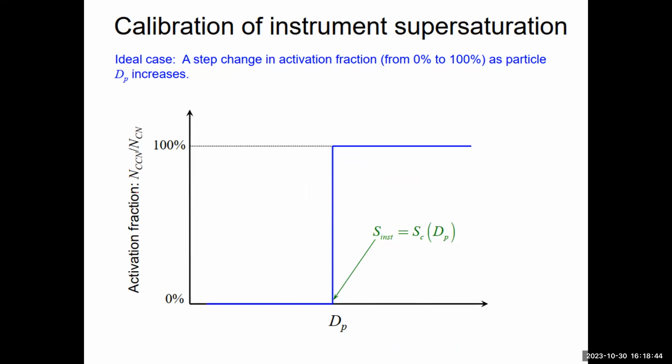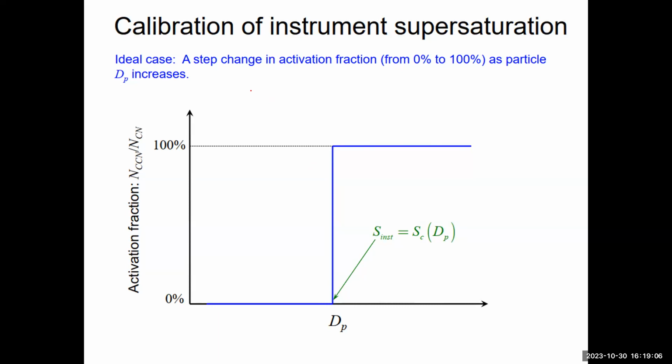And then you expect to get a curve that looks like this. In the very small sizes, the particles won't get activated. They won't grow into cloud droplets. But at a certain point, all of them grow into cloud droplets, and the efficiency goes to 100% for the rest of the sizes.